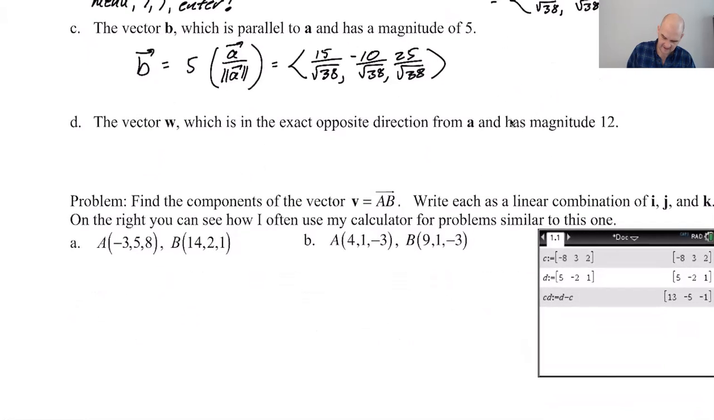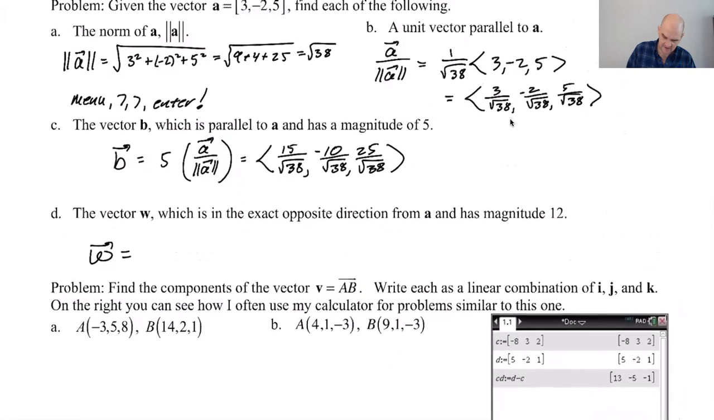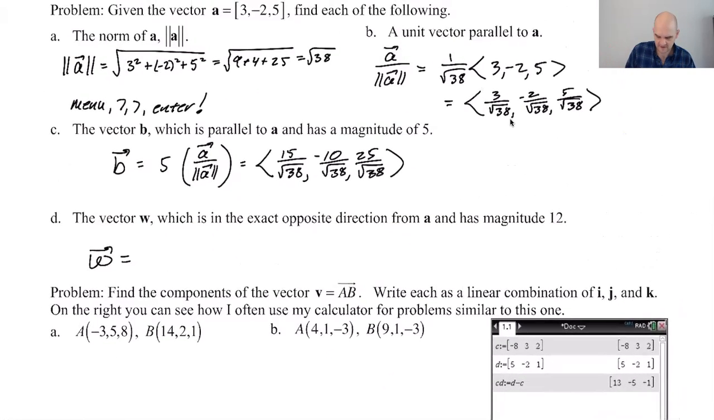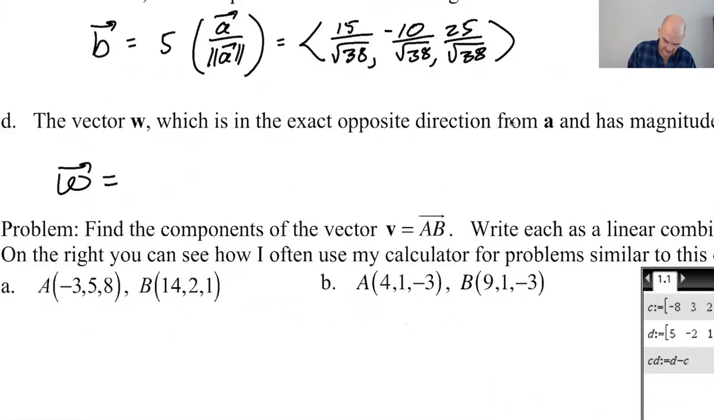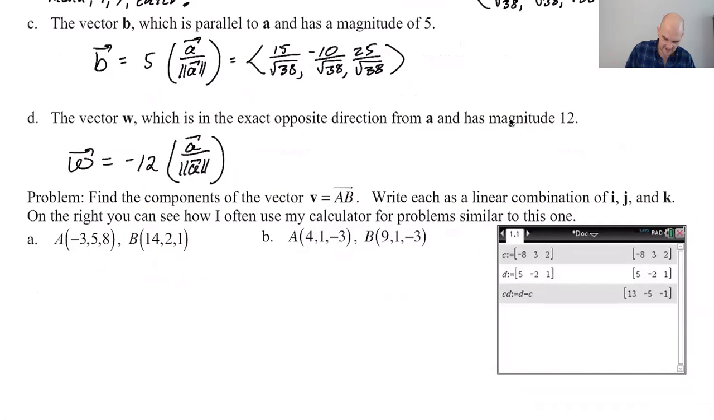Vector W: the exact opposite direction to A, and a magnitude of 12. So I need it to go in the opposite direction. There are numerous ways you can think about this. Instead of using this unit vector, we could just use the negative of that unit vector. For my work, I'm going to say this is negative to flip the direction, 12 to give it the magnitude I want, and then A over the magnitude of A to give it the real direction that I want. So this is just saying opposite to the direction of this unit vector.